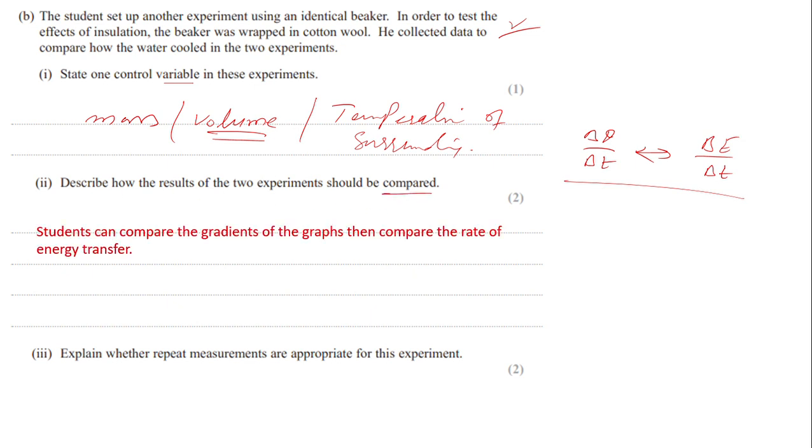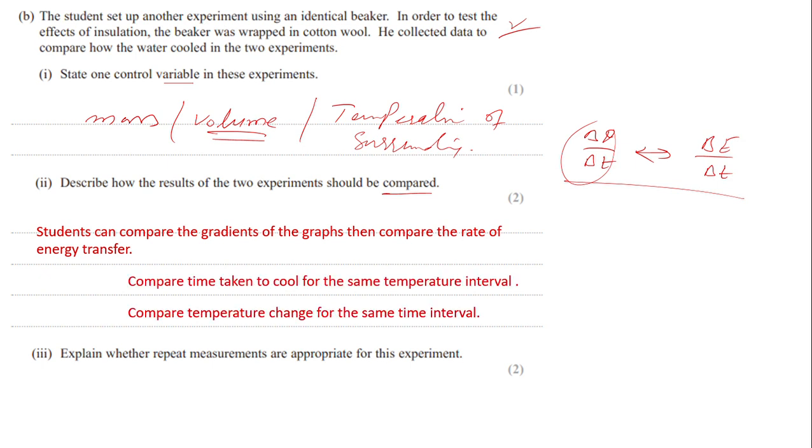So you can say that a student can compare the gradient of the graphs, then compare the rate of energy transfer. Gradient is basically delta theta over delta T. So you can compare these two quantities from both of the graphs, with insulation and without insulation, or you can do these two. It's up to you. You will have to write any two, any one. That's what you need to compare.